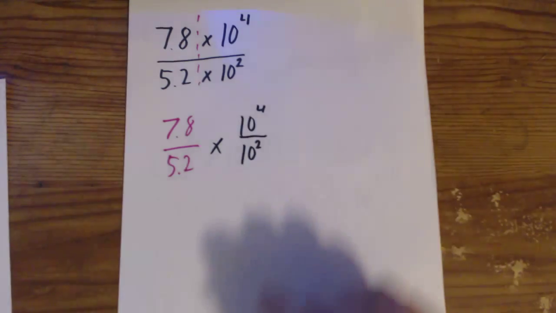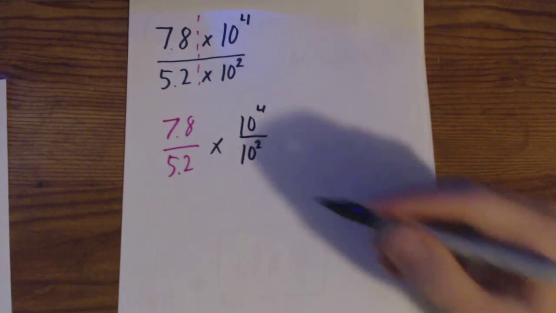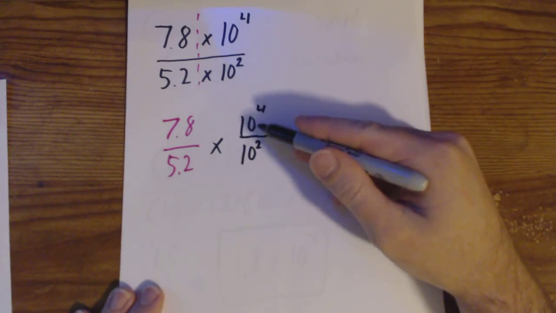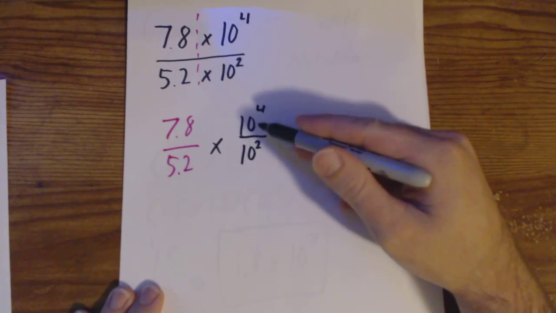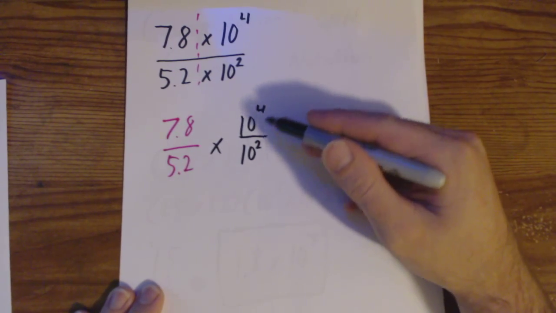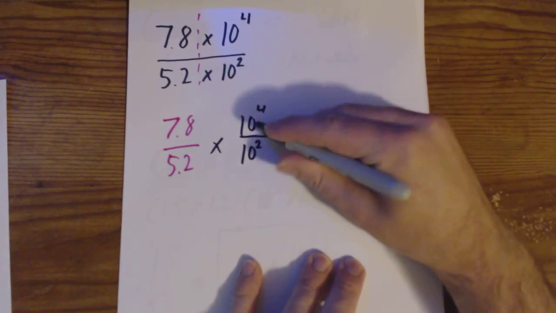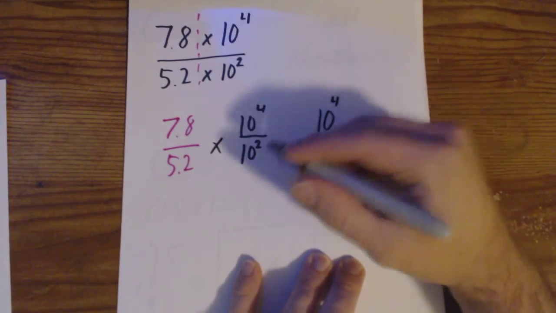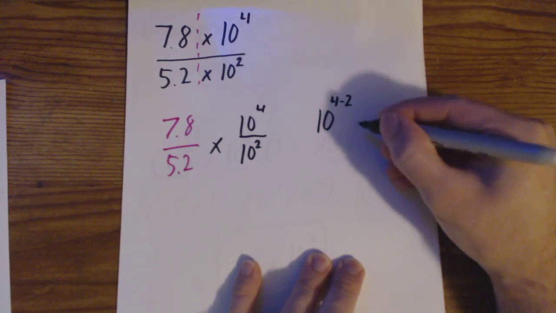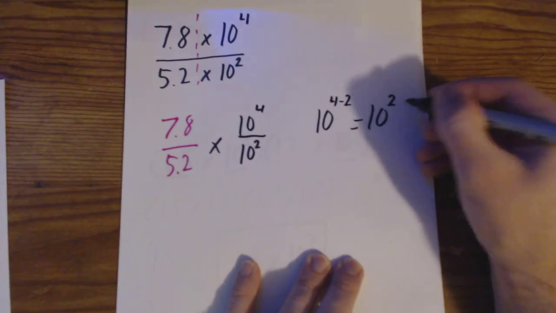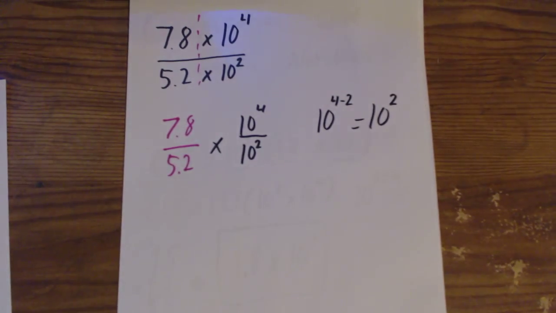So let's just do the tens quick. We know that when we have two numbers with the same base that are multiplying, we add the exponents. When we're dividing, we subtract the exponents. So we're going to take 10 to the fourth minus the 2 on the bottom, we have 10 to the second. Okay, so we have that part done.